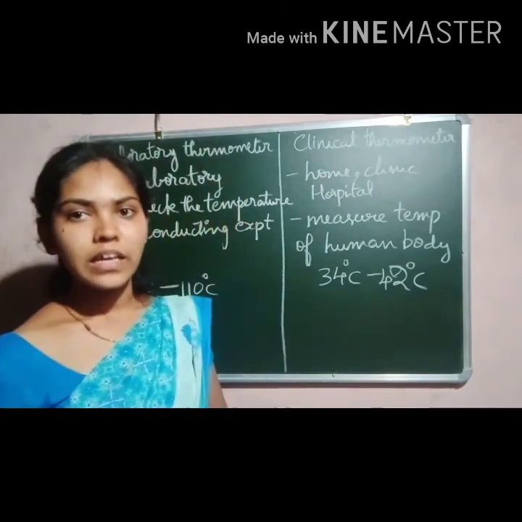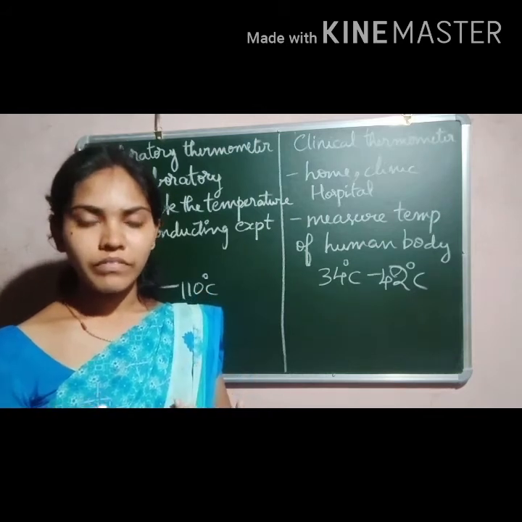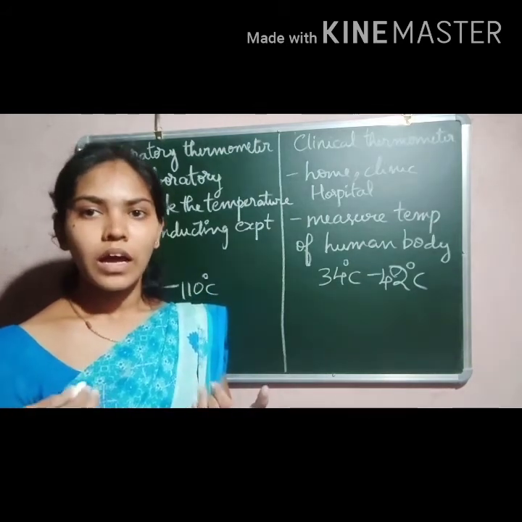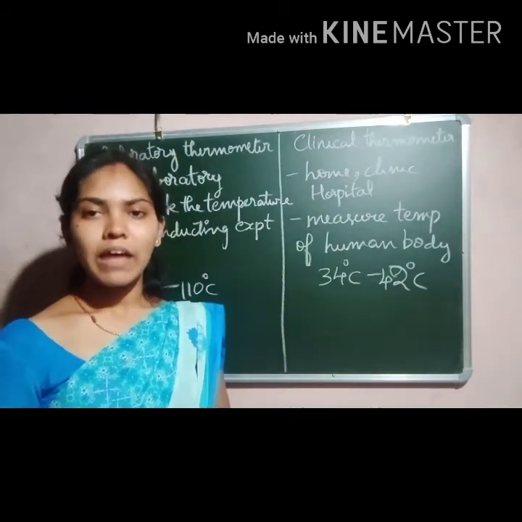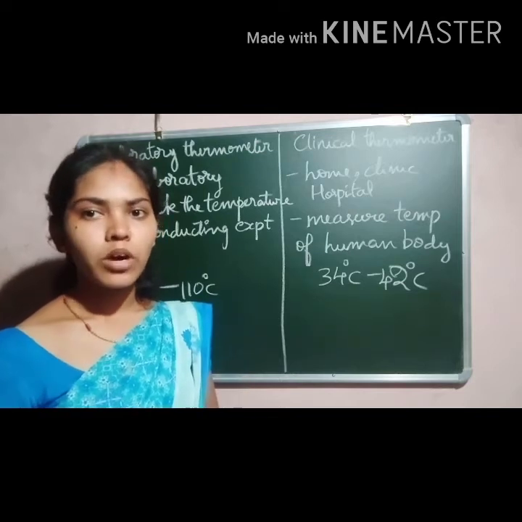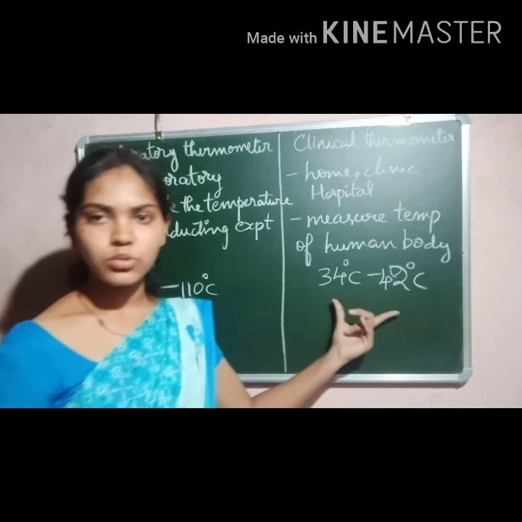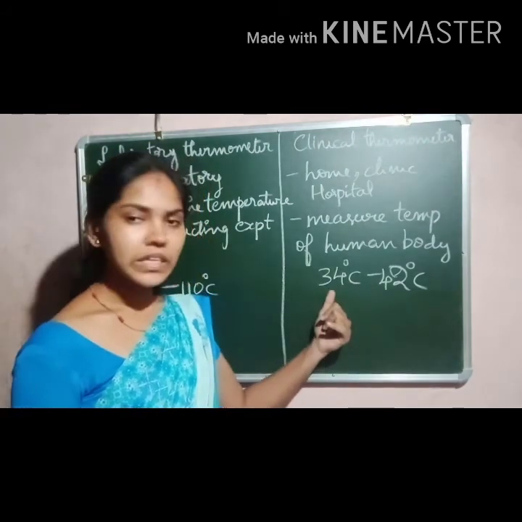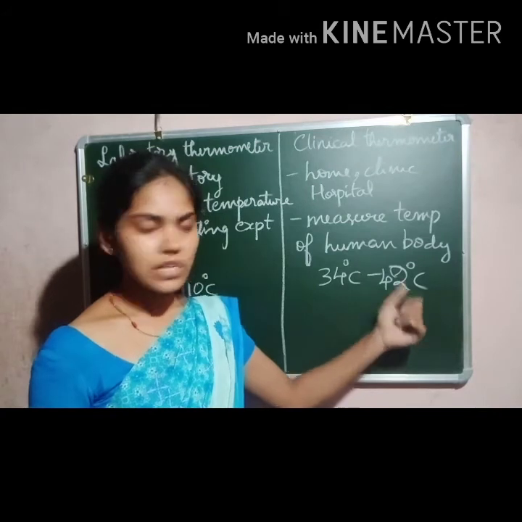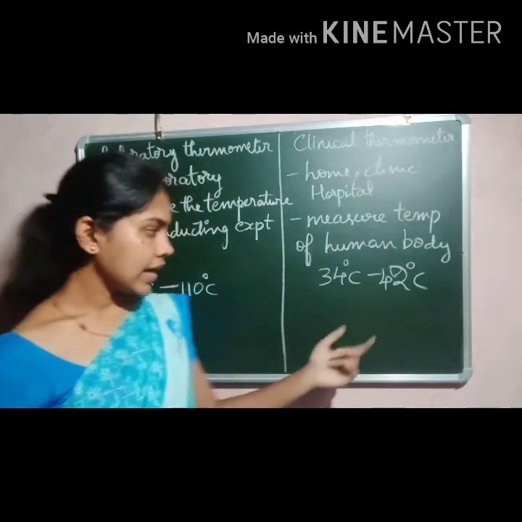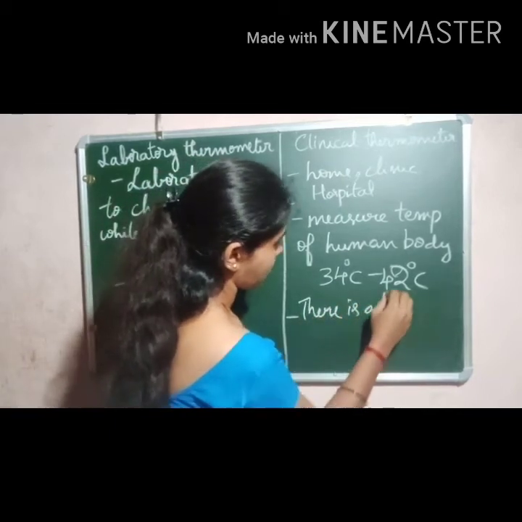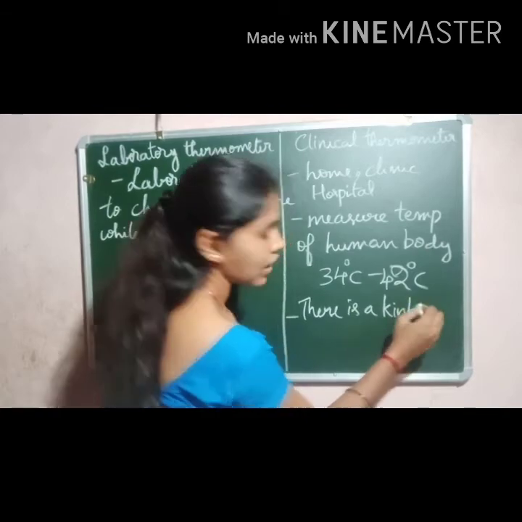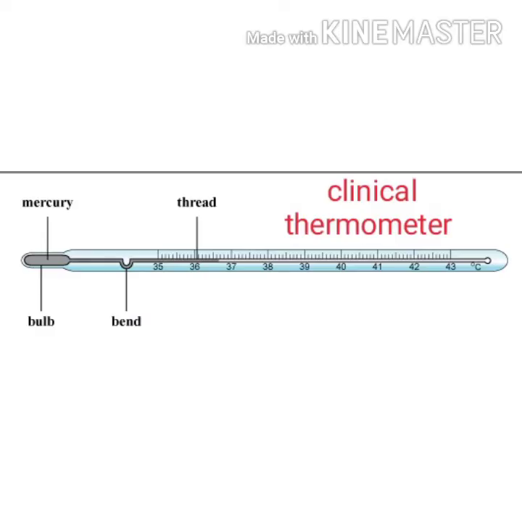And as I said, the normal average temperature of the human body is just 37 degrees Celsius. So the temperature ranges between 34 degrees Celsius to 42 degrees Celsius in the clinical thermometer. And there is a kink, a constriction just above the bulb.